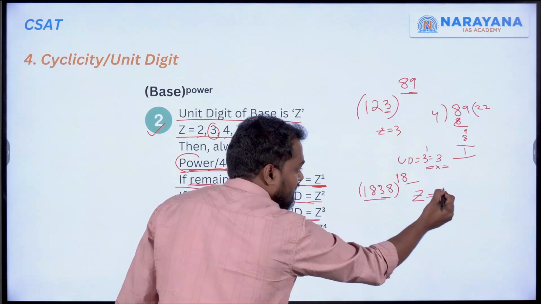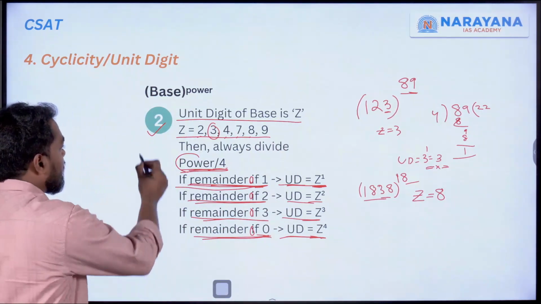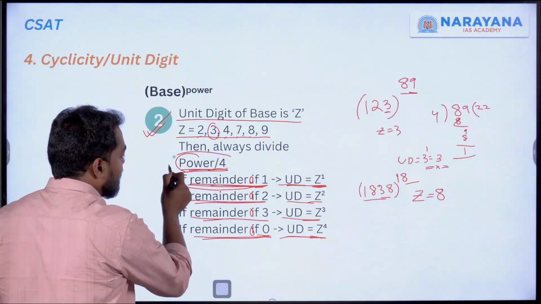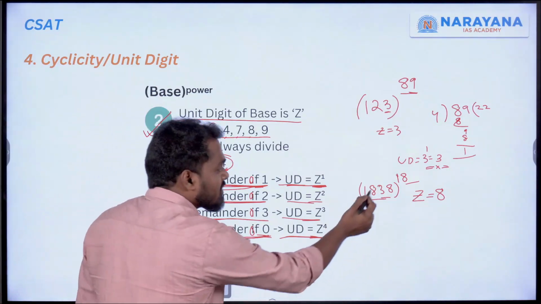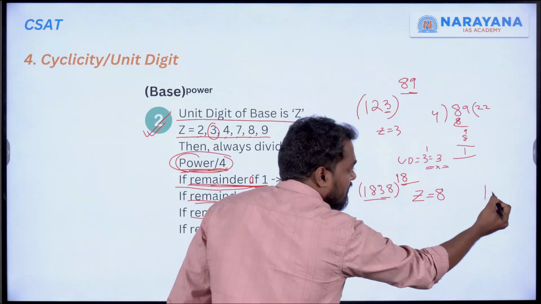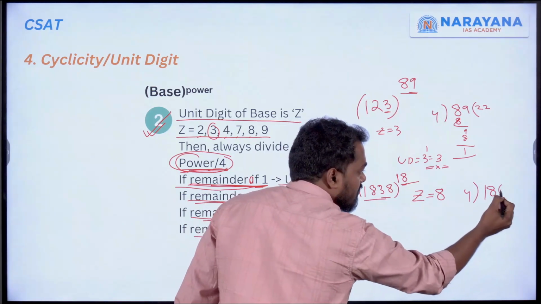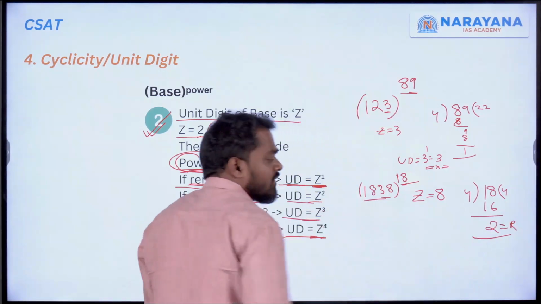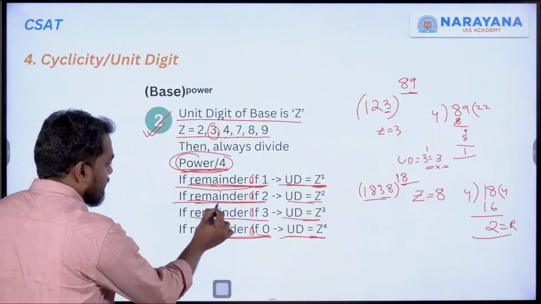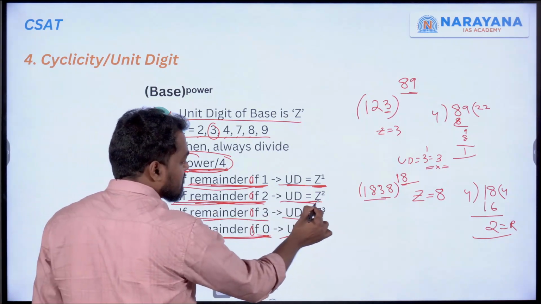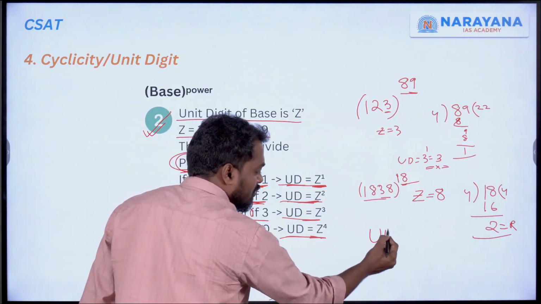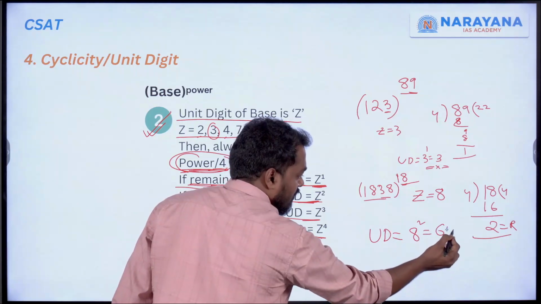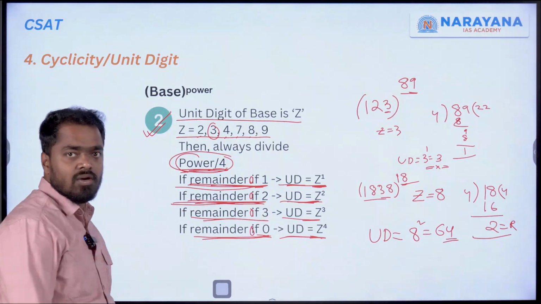So z is 8. Then which rule do you have to apply? The second rule. What the second rule says: first always divide the power with 4. What is the power? 18. Divide it with 4. 4 fours are 16, 2 is your remainder. Now what the rule says: if the remainder is 2, your unit digit is z square. So what is your z square unit digit? z is nothing but 8. 8 square is 64. So 4 is your unit digit.